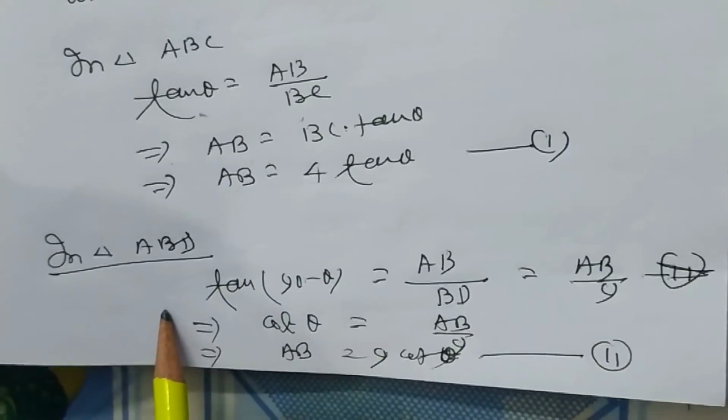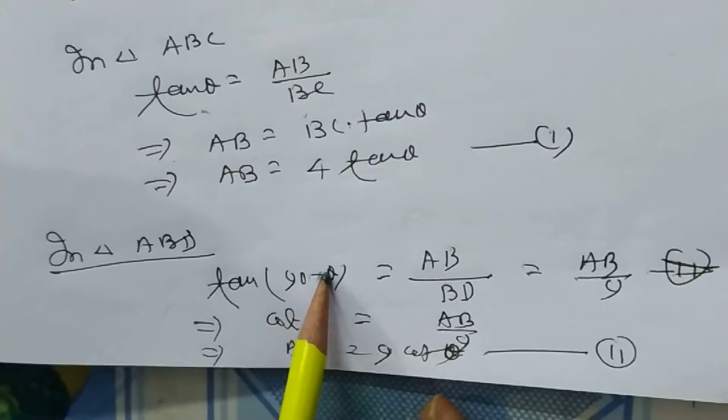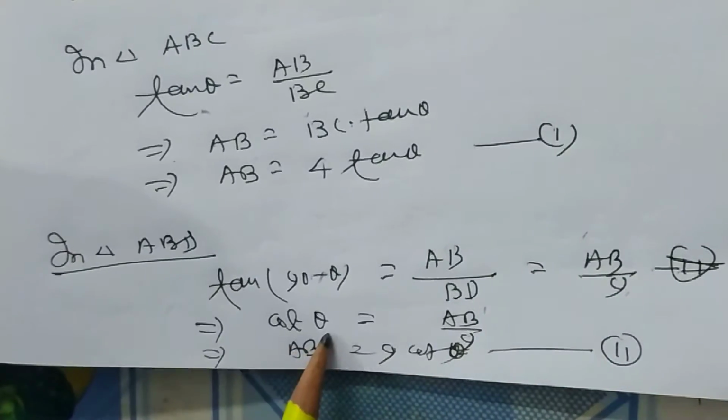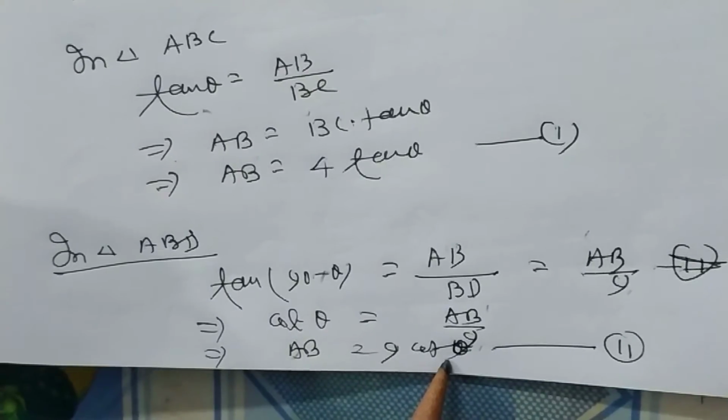In right angle triangle ABD, tan 90 minus theta is equal to AB by BD. That is AB by 9. So cot theta is equal to AB by 9. So AB is equal to 9 cot theta, second.